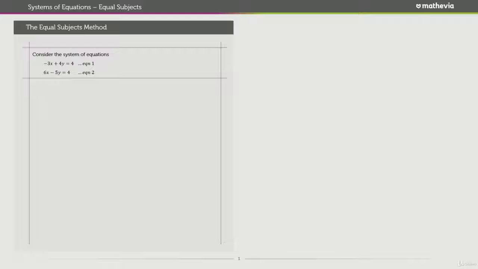Now, to solve this using the equal subjects method, the first thing we want to do is select a variable. We have x and y, and in this case we're going to be working with x. We could work with y, basically whatever you prefer. Once we've selected our variable, the next thing we want to do is make the selected variable the subject in both equations. So I'm going to make x the subject in both equations.